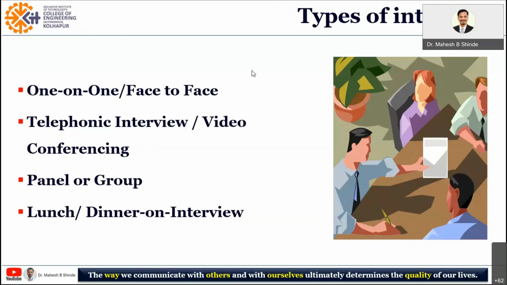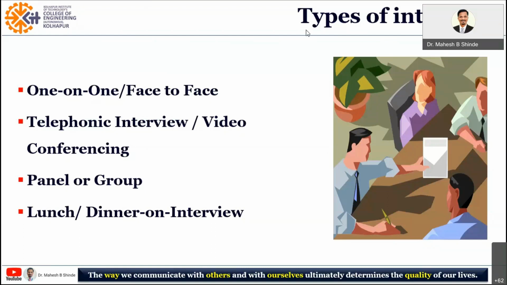Then the other one is the HR interview, HR human relations. There they will ask: where do you see yourself 5 years from now? Why would you like to join us? What are your long-term goals, short-term goals, and so on. So that is called the HR interview.